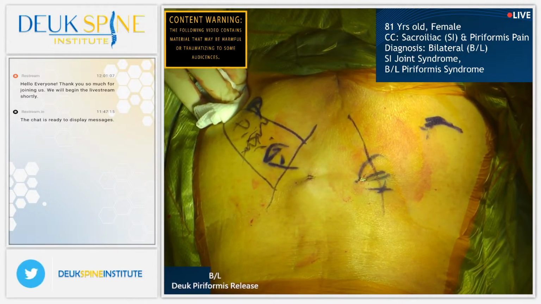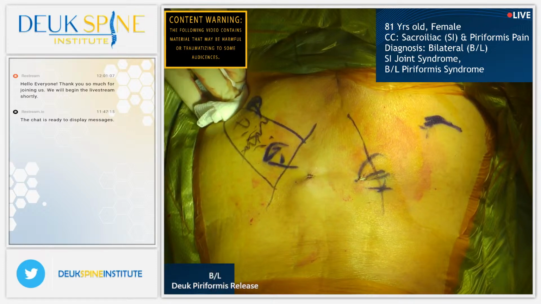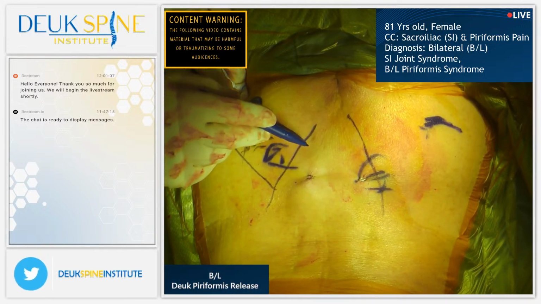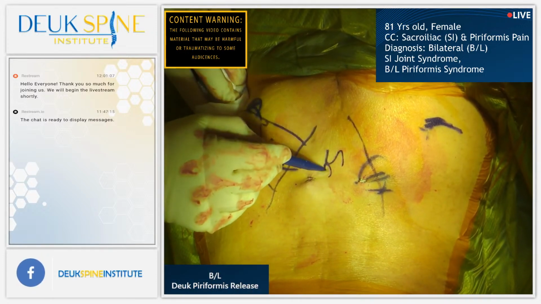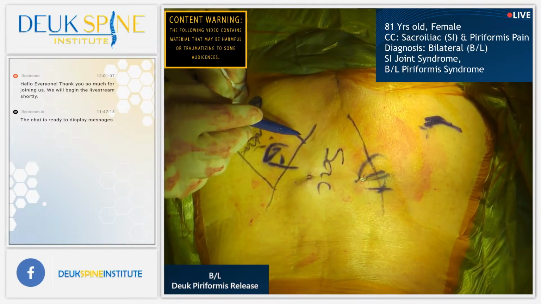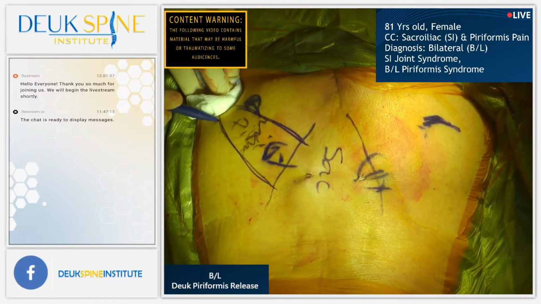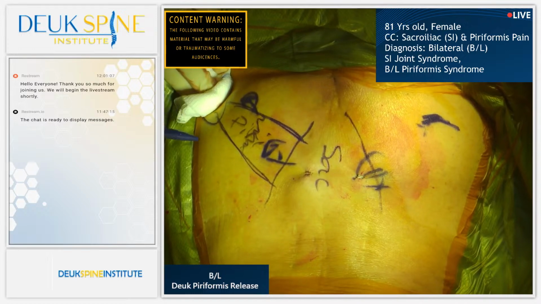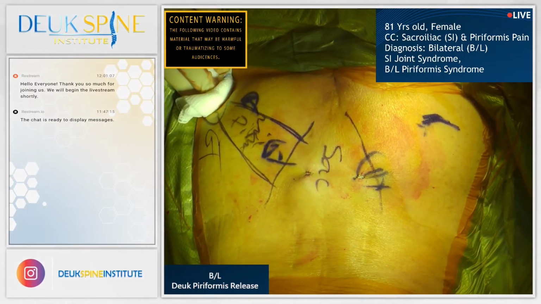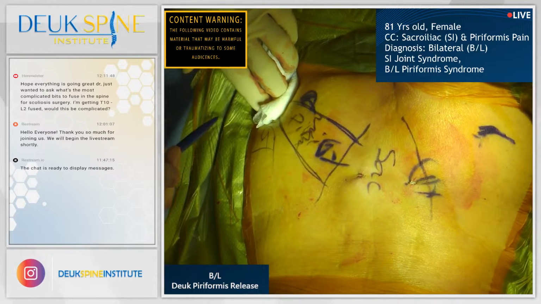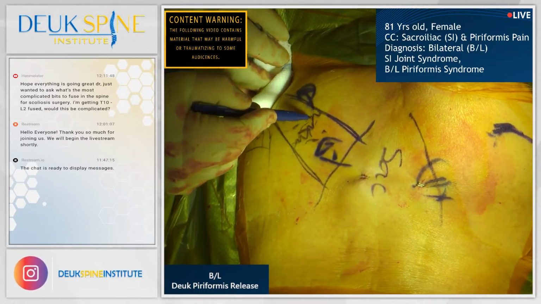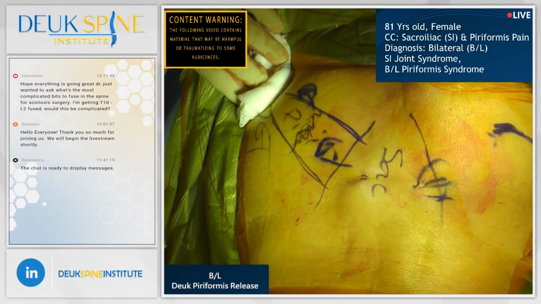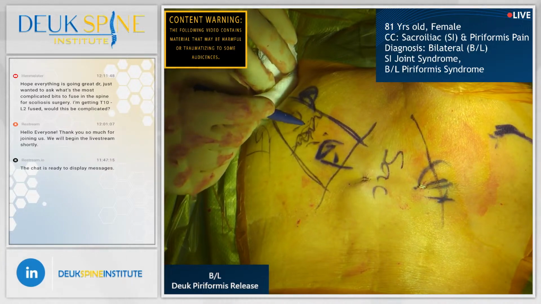The piriformis muscle is a small muscle located deep in the buttock. It runs from your tailbone, which has the name of sacrum, all the way over and attaches to a bone over here on the hip called the greater trochanter. What happens is people bend over and twist, and that causes an injury to the piriformis muscle, and that injury never ever heals.